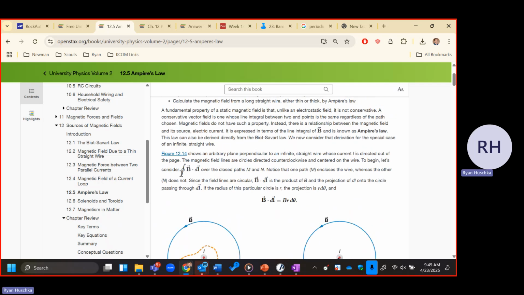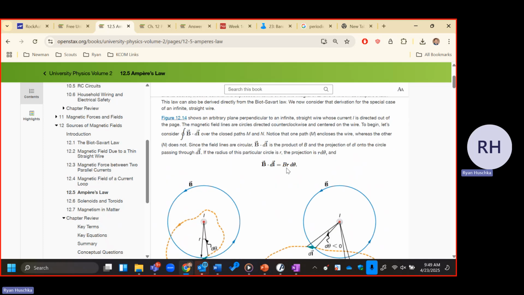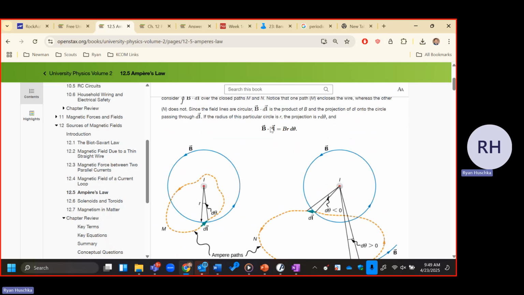Okay. So if we want to do that line integral B·dL over those M and N surfaces, we're basically replacing the little dl with B times R times d theta. Where does that come from? Just think about how we defined a radian for an angle. You guys remember that?